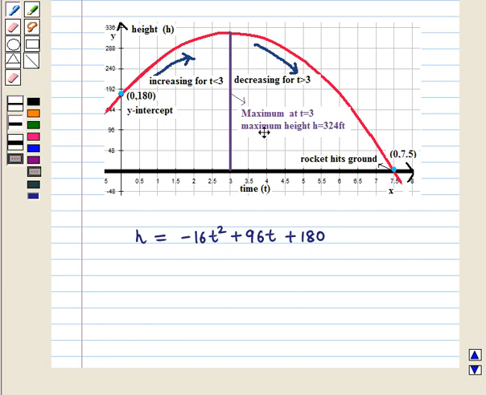Thus we can identify the key features of the graph from the verbal description. Thus in this session we have discussed how to sketch graphs showing key features for a given verbal description.